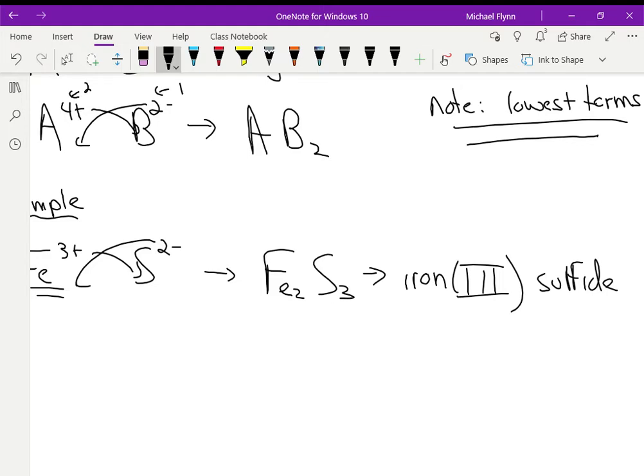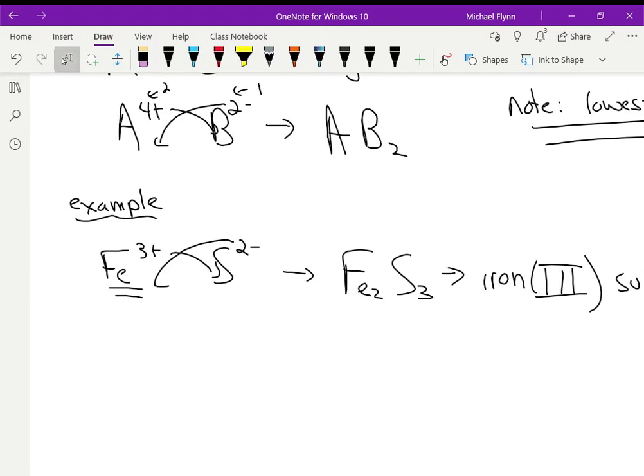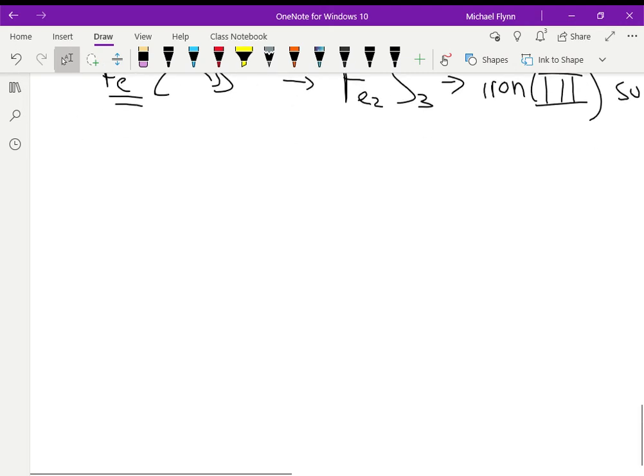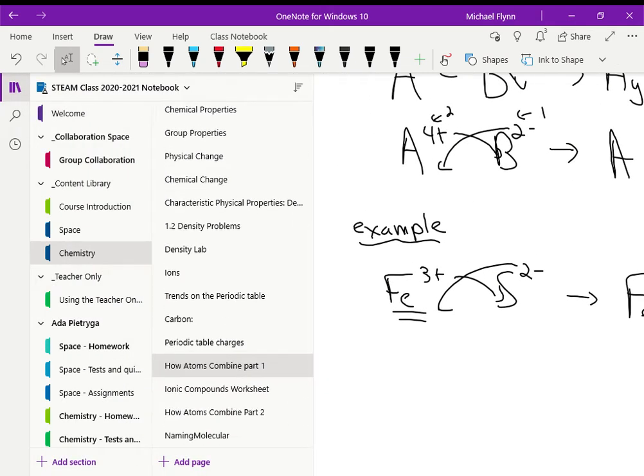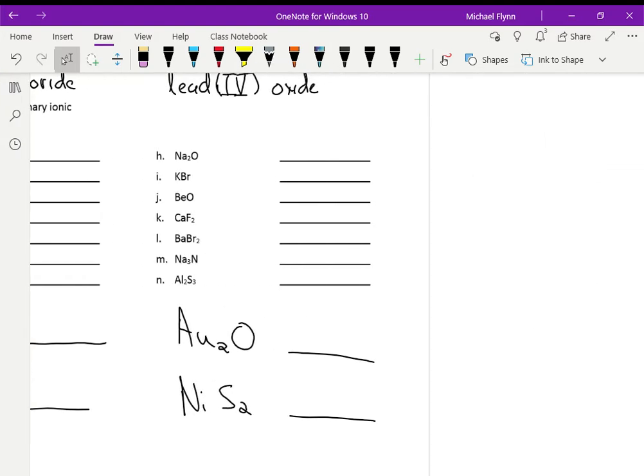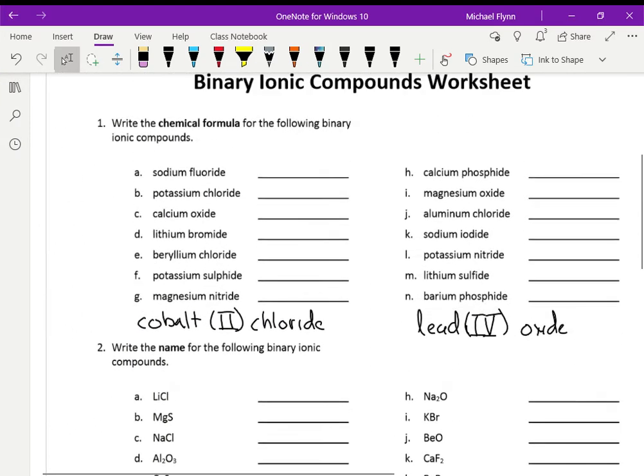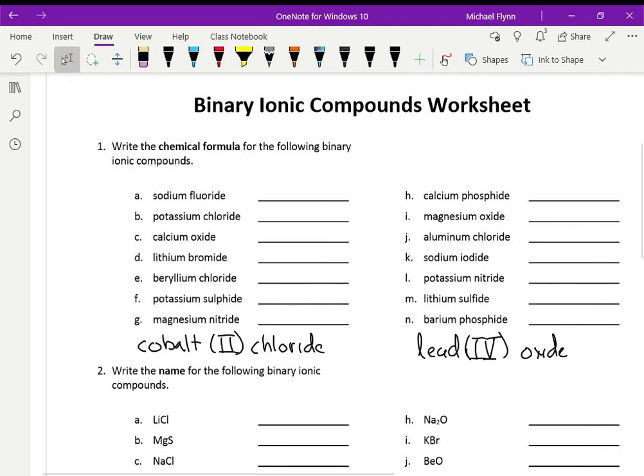So, there's an example of how you use the crossover rule. All right, so I could put more examples, but I think you get the idea. I have a worksheet for you. Here's your worksheet. I'm going to push this into everyone's folder. Okay, if I write the name of the compound, you need to write the formula.